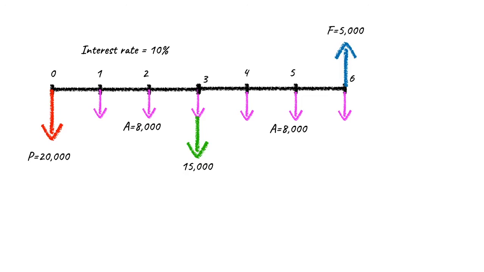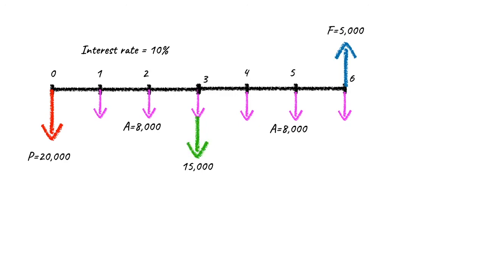Okay, as you can see, now there are four elements in our cash flow diagram: the money during present time, the money on year 6, the annual series from year 1 to year 6, and there's one mysterious element.